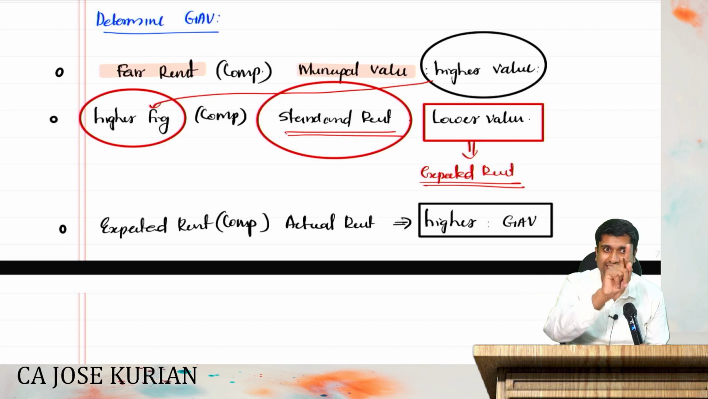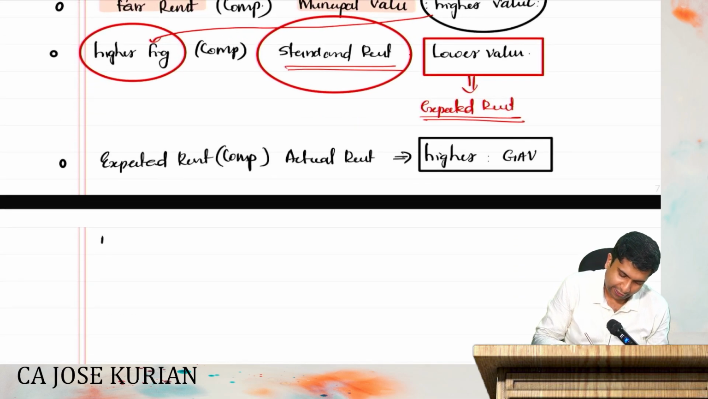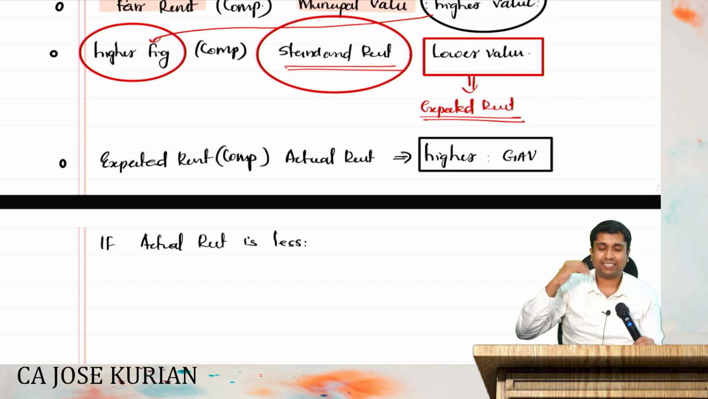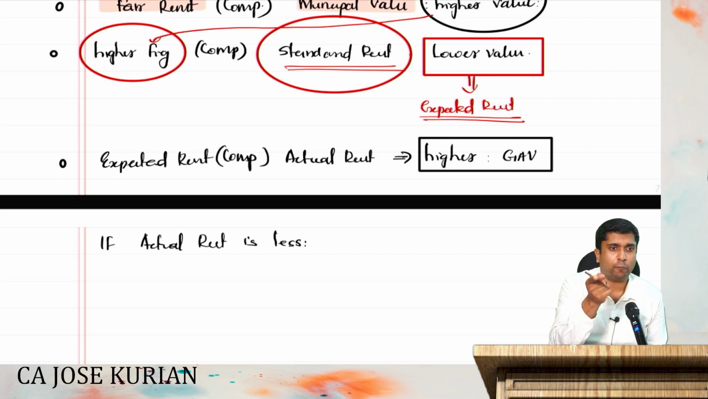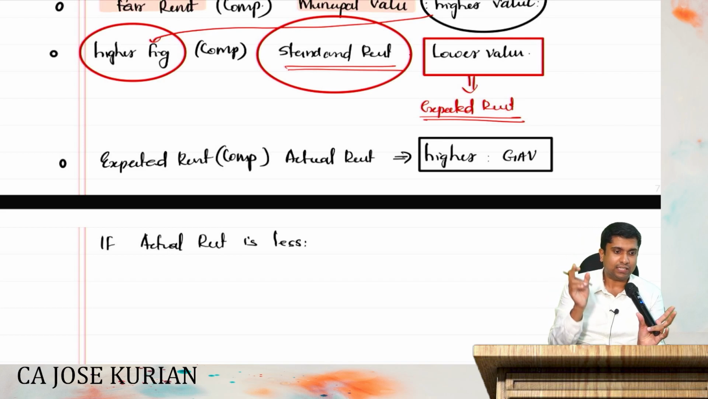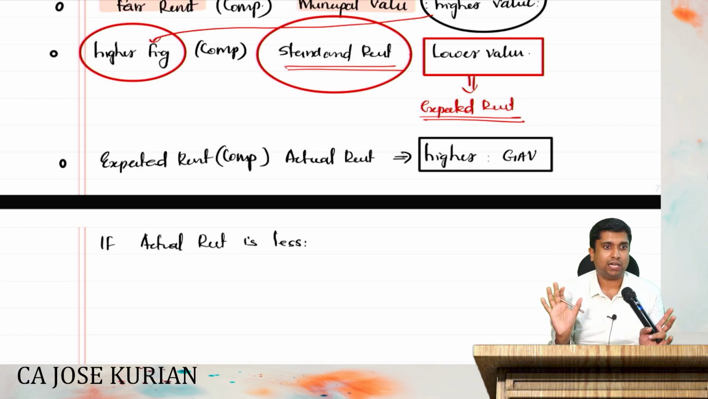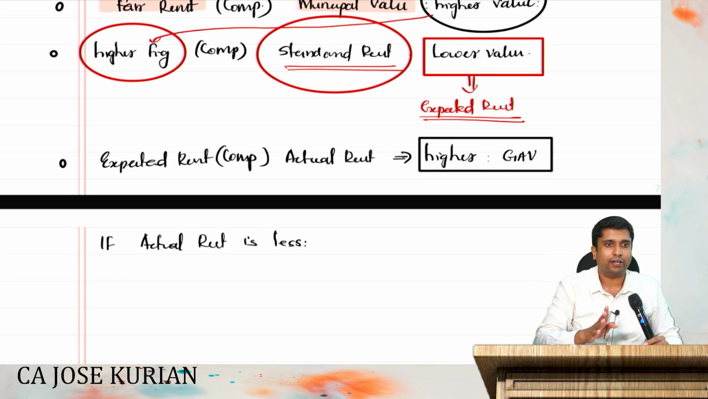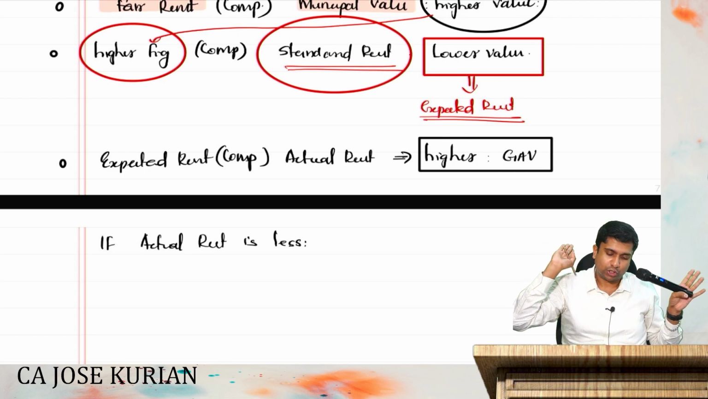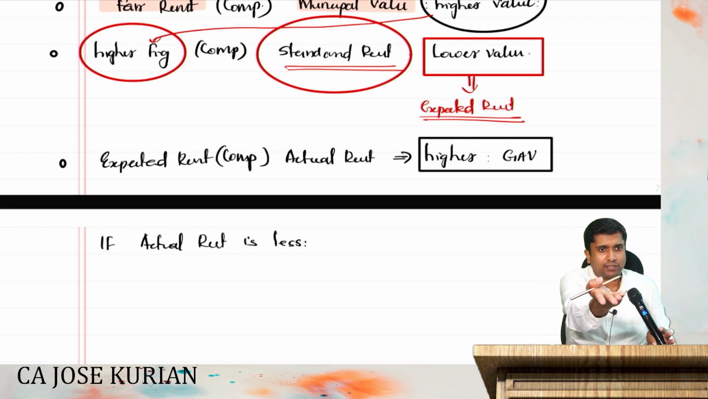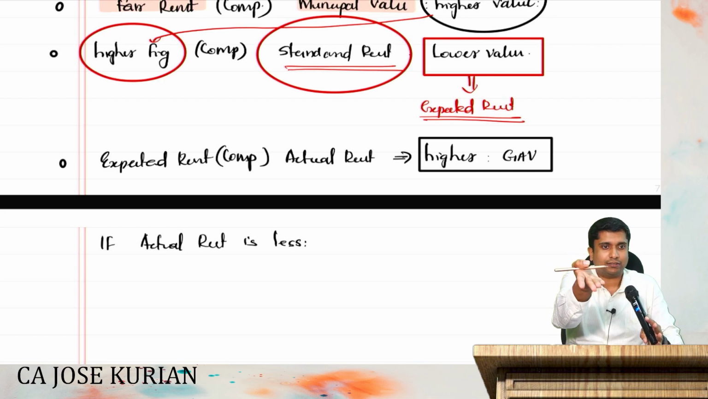However, there is an exception for this point. What does the department say? If actual rent is less compared to expected rent, then you need to pick expected rent as the gross annual value. Yes or no? The department's minimum expectation is expected rent. They will never agree that you are receiving a lower rent. That is your problem. We want you to show this expected rent as the minimum GAV. You can increase your rent, because for a similar property, definitely we get more rent. We are expecting this much rent.